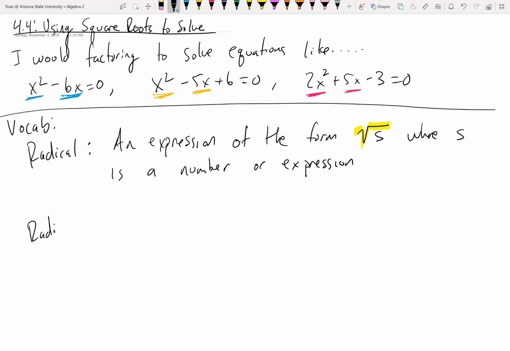Well, radicals have this thing called radicands. And a radicand is simply the stuff. And yes, that's very technical, proper math terms. It's the stuff inside a radical.